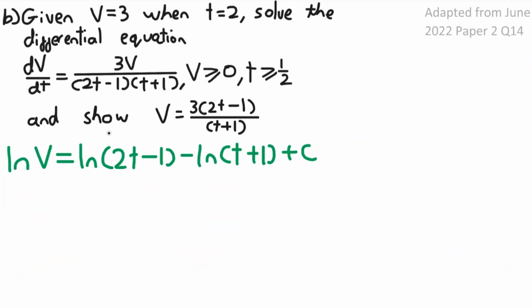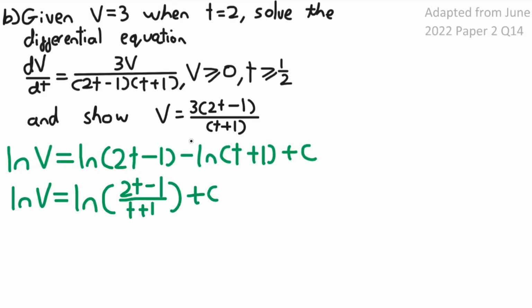Okay, so we're left with this equation here, and we can simplify this because we have these two logs here. So we've got this log minus this log, and if you remember your laws of logarithms, when you have this, you can combine these two logs together by dividing them. So this is going to be the natural log of v is equal to the natural log of this here, and then plus c.